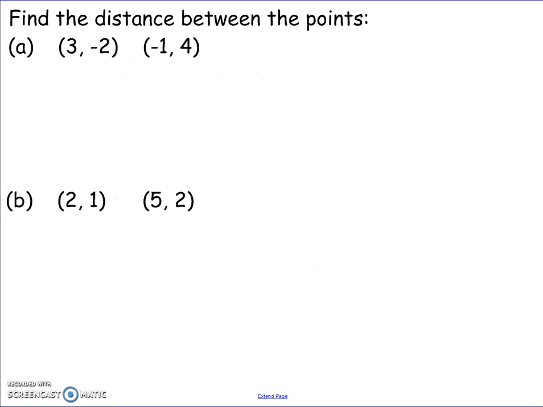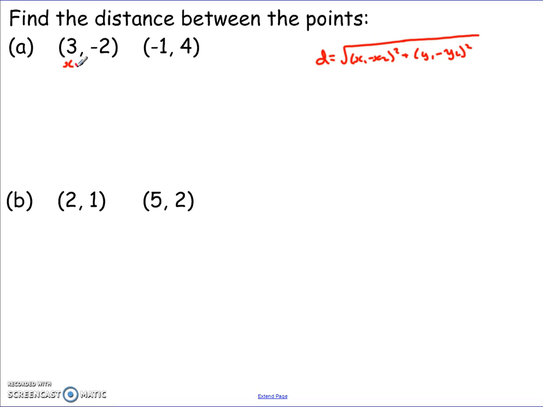So the first one is finding the distance between points. Now remember, the distance formula is the key thing you need to know in this. The distance formula was the square root of (x1 minus x2) squared plus (y1 minus y2) squared. So it was the difference between the y parts, the difference between the x parts. You square them, add them, and then take the square root. And that's exactly what we do for this.